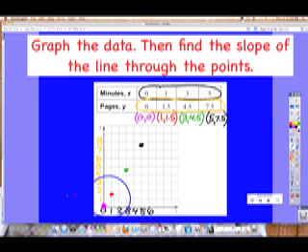So now we're right here. How far over? Are we done? Did we just find slope? Yeah. Done.